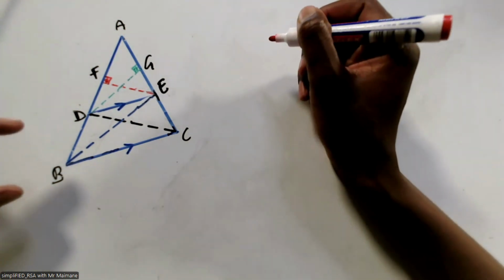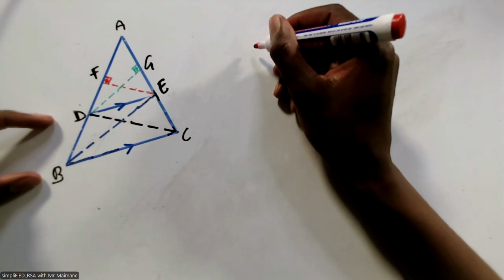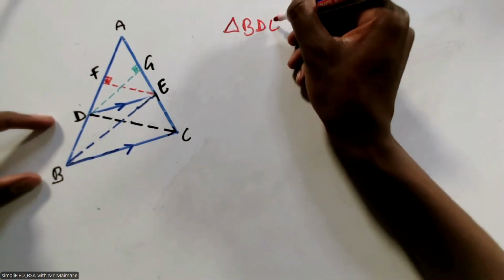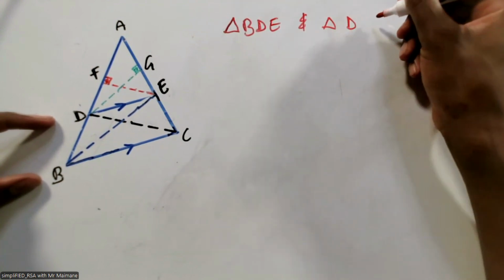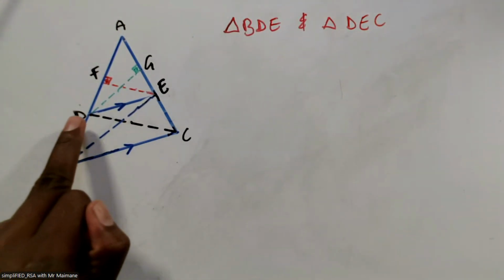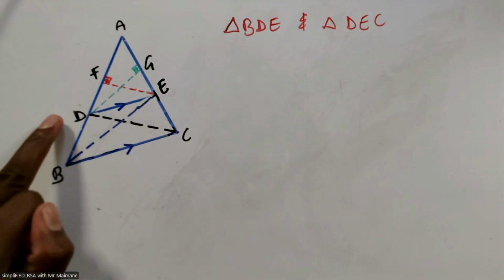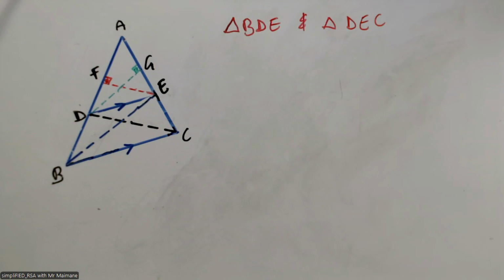As you can see here, I have formed two new triangles, which were not there at first. I have formed triangle BDE and triangle DEC. So these are my newly formed triangles. I have triangle BDE that I have just formed now, as well as triangle DEC.